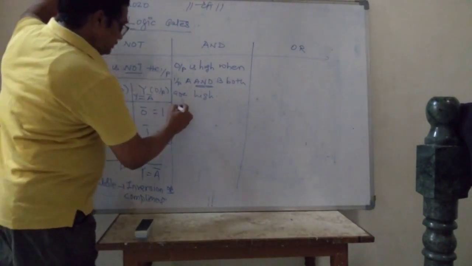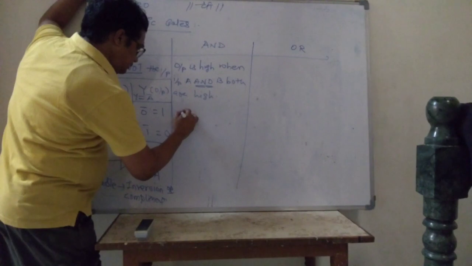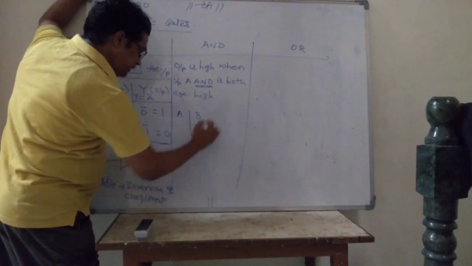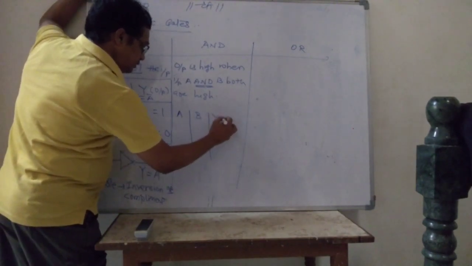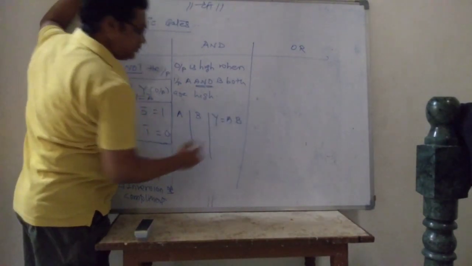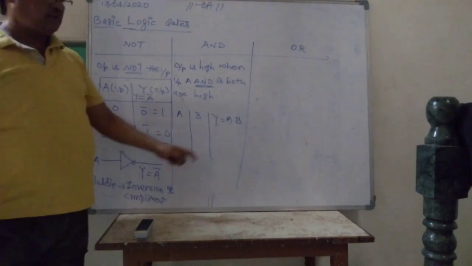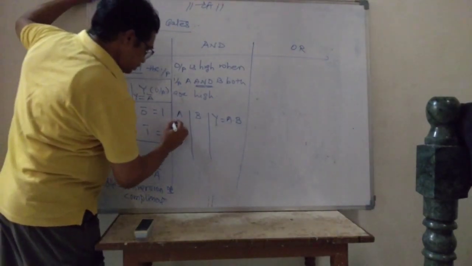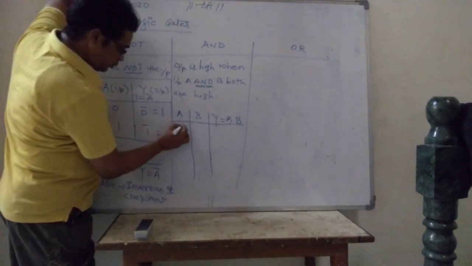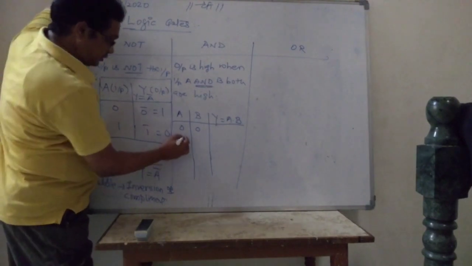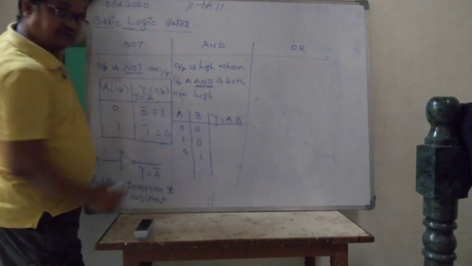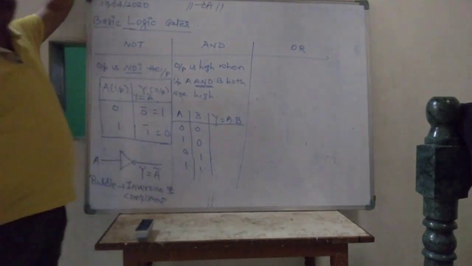So see, A, B, two inputs I am defining, and it indicates a productive operation, logical multiplication. So there are four possibilities. If there are two inputs, both the inputs are zero, any one input is one, another input is one, both the inputs are one.